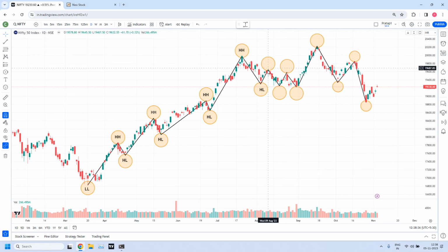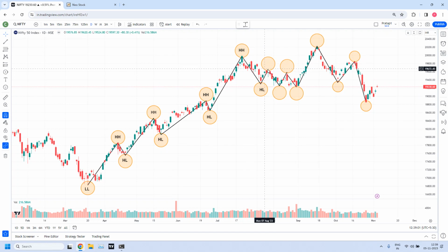Okay, what about this high? Compare the swing high and the previous swing high. This high is lower than the previous high. So it is a lower high. Now the first time we got a lower high. See, all these are higher highs, higher lows, higher highs, higher lows. So this is uptrend, here uptrend, here uptrend, here also uptrend.